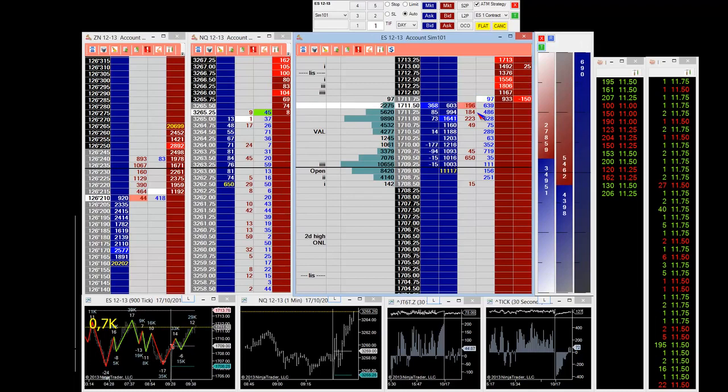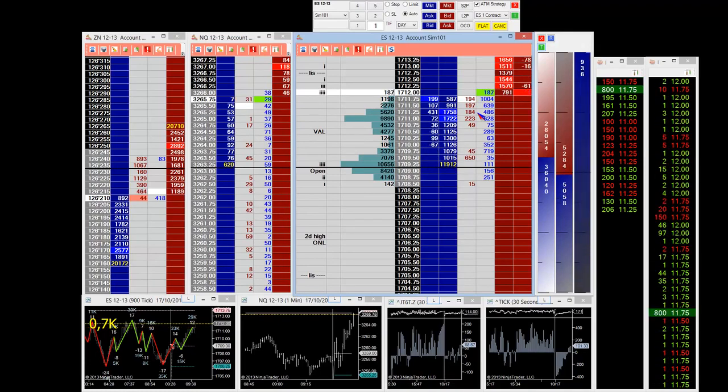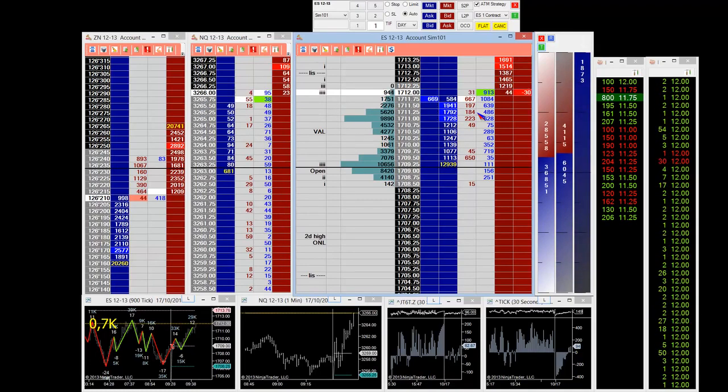And that's quite normal. So we don't just say, oh, it can't get through that price. We have a look at what's trading on each side.